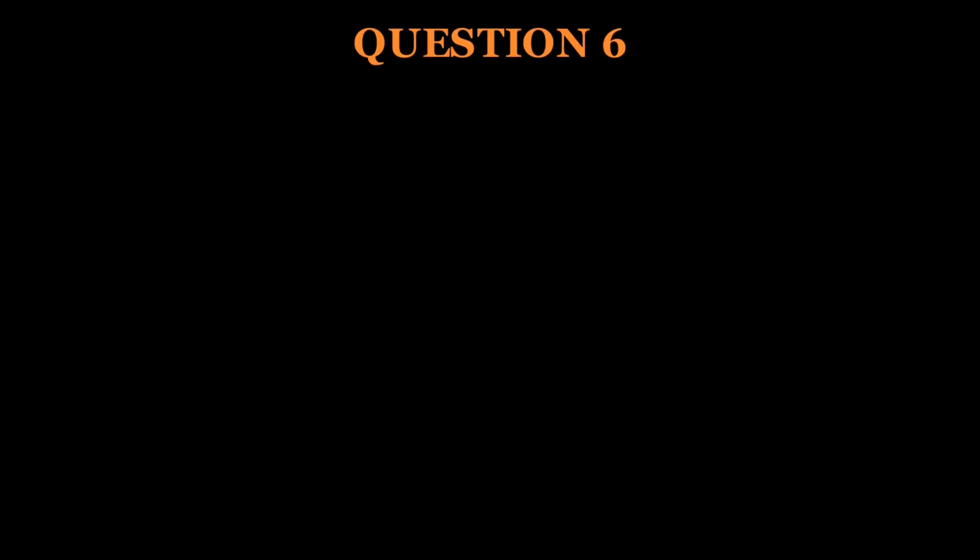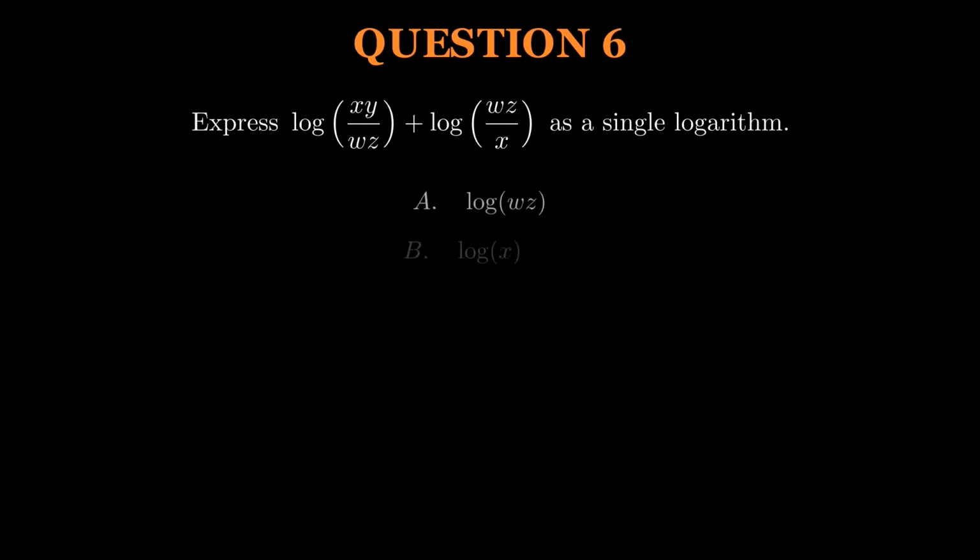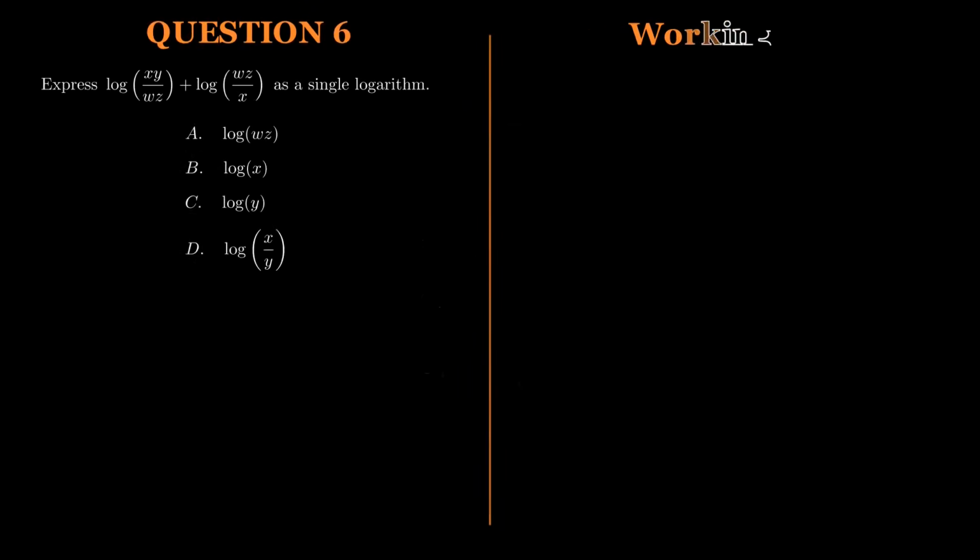Let us begin. Question 6. We are asked to express the sum of two logarithms as a single logarithm, log of xy over wz plus log of wz over x. Looking at the options, we have A, log of wz, B, log of x, C, log of y, D, log of x over y. Now let's work through the solution carefully.